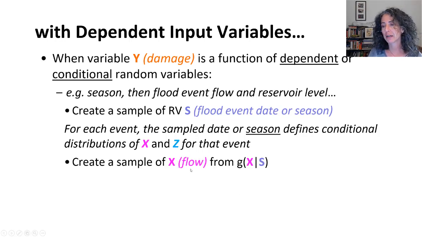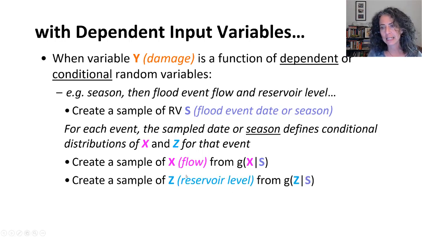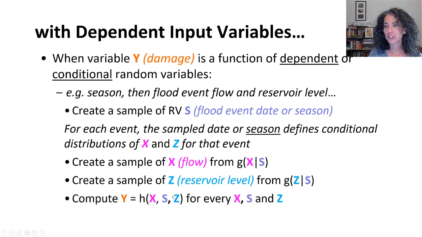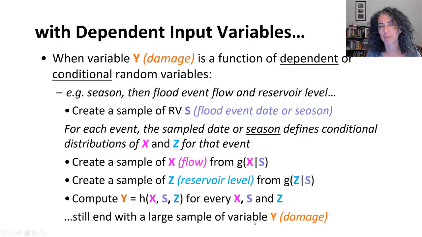So then we're going to create a sample member of X for X given season, and we're going to create a sample member of Z for Z given season, right? And then from every one member from each sample, we're going to compute damage given flow, season, and reservoir level, right? We're still going to end up with a large sample of damage Y. Okay, so this is called two-stage sampling, and really we can have any stage of sampling. Any variable can be based on any other earlier random variable with a conditional distribution.